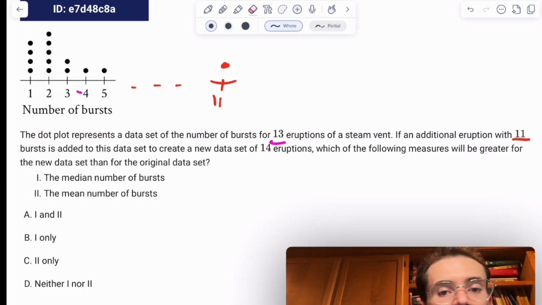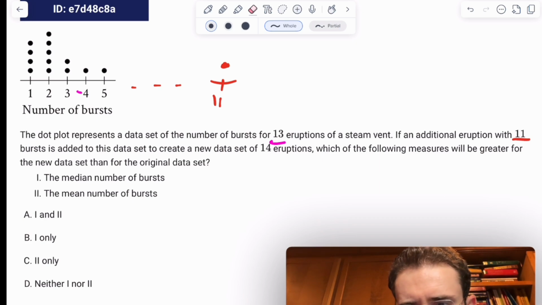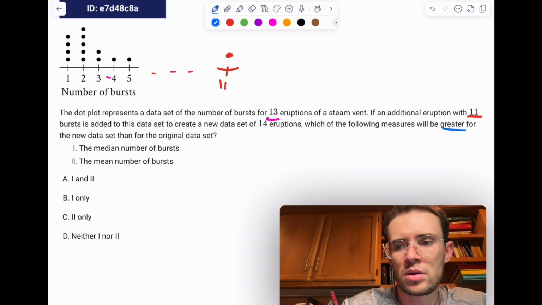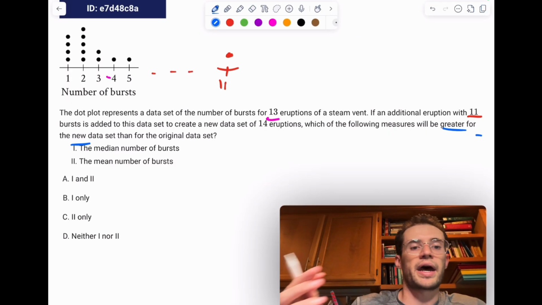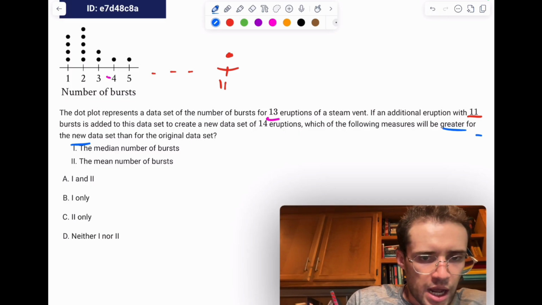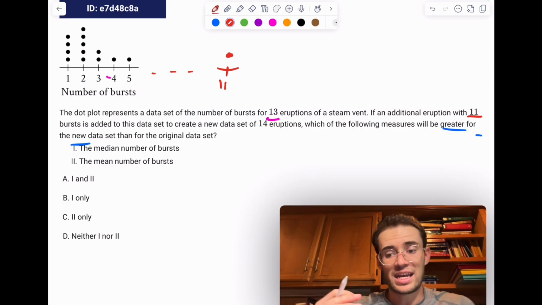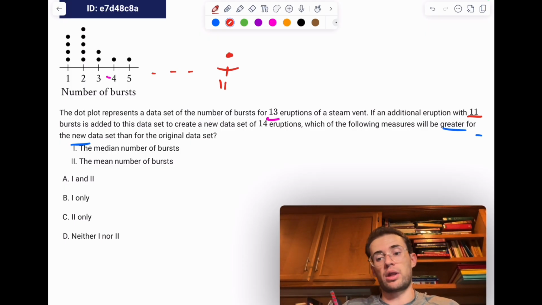So the 13 that are plotted there, the 13 dots plus this new dot at 11, which of the following measures will be greater for the new data set than for the original data set? All right, so greater for the new one. So which one is brought up? Well, the options are the median number of bursts and the mean. Well, the mean will definitely be brought up because if you add in one value that's like an outlier in the upward direction, right? It's like adding to the total more than any other point, and then you divide it by the number of points, right?